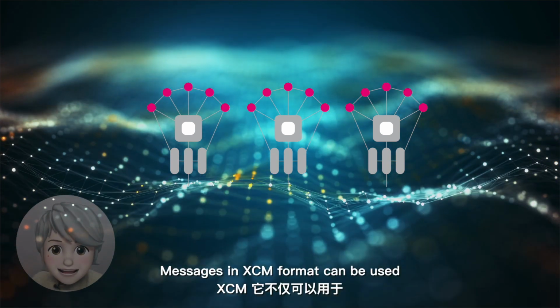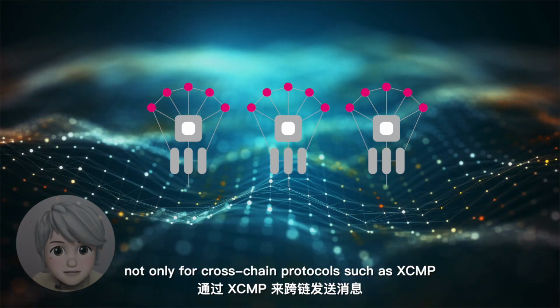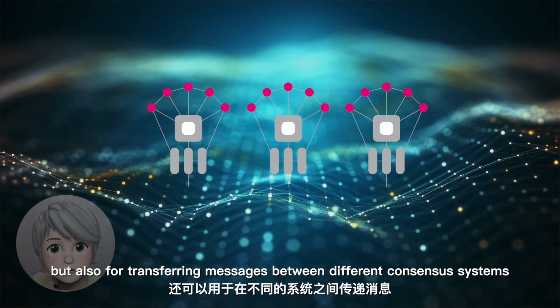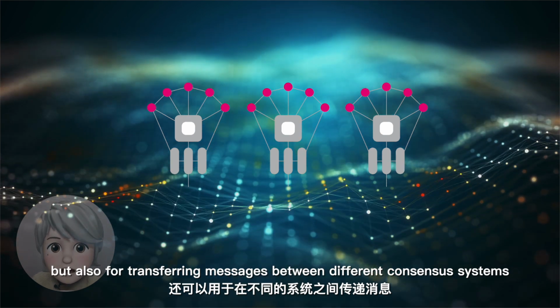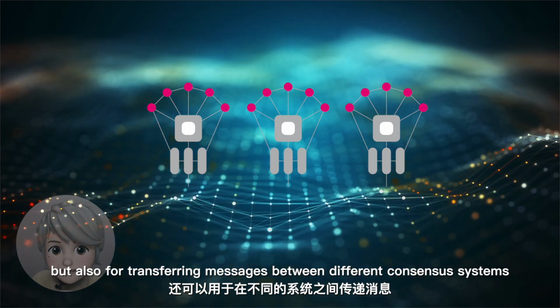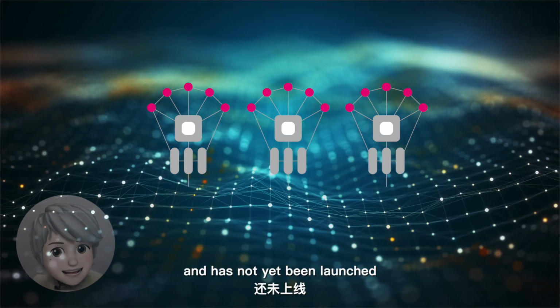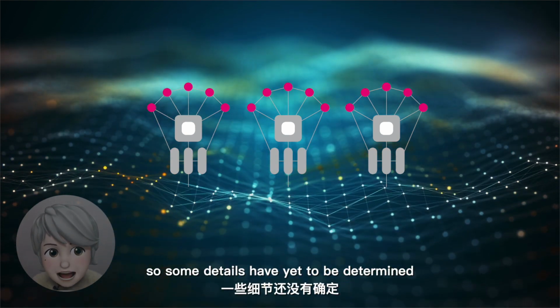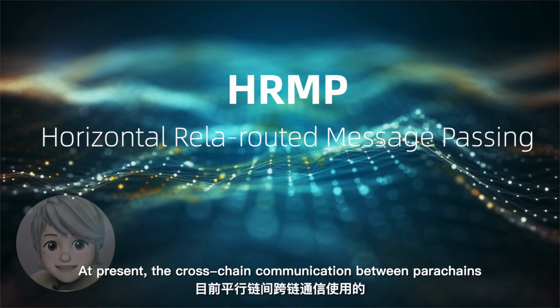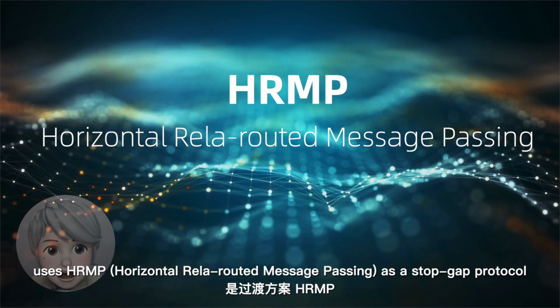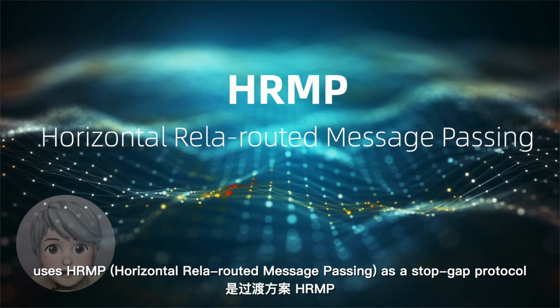Messages in XCM format can be used not only for cross-chain protocols such as XCMP, but also for transferring messages between different consensus systems. XCMP is currently under development and has not yet been launched, so some details have yet to be determined. At present, the cross-chain communication between parachains uses a stopgap protocol.